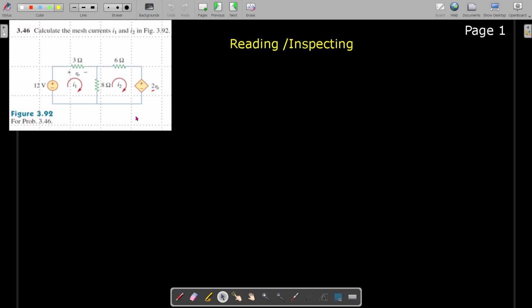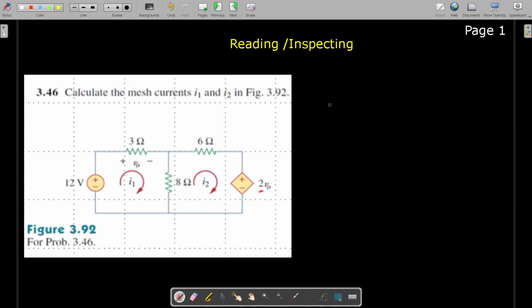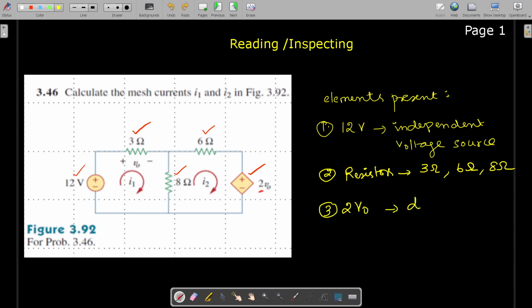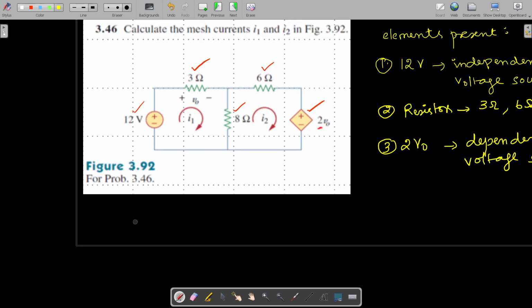First we have to read or inspect this problem. We should understand what all the elements present here are. We start from here. This is a 12 volt independent voltage source. Here we have three resistors: 3 ohm, 6 ohm, and 8 ohm. And then here you have another voltage source, which is 2 V naught, a dependent voltage source.